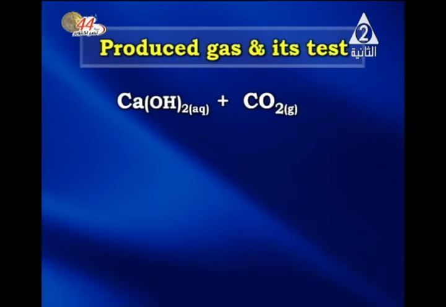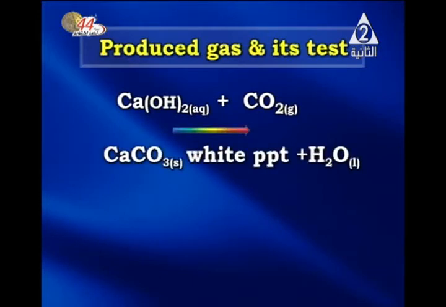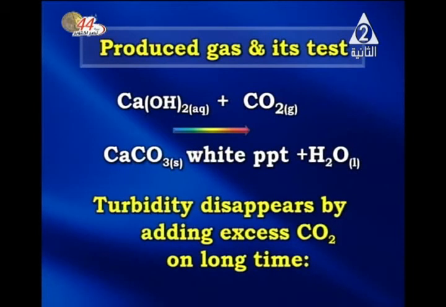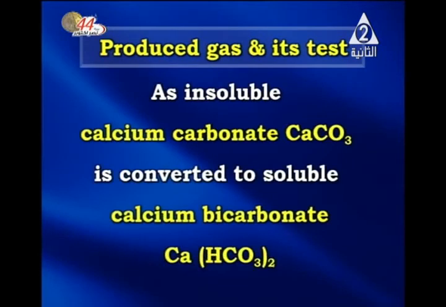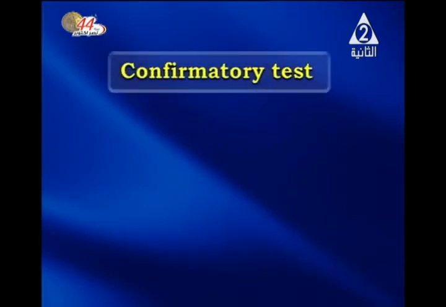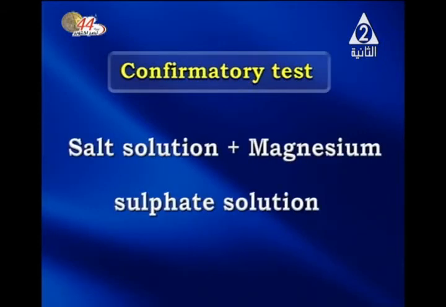So my dear student, the carbon dioxide gas produced from the reaction of the hydrochloric acid with the carbonate or bicarbonate salt reacts with lime water, which is calcium hydroxide, giving calcium carbonate, which is a white precipitate, and this turbidity due to a white precipitate of calcium carbonate disappears by adding excess carbon dioxide over a long time, as the insoluble calcium carbonate is converted into soluble calcium bicarbonate that has chemical formula Ca(HCO3)2.